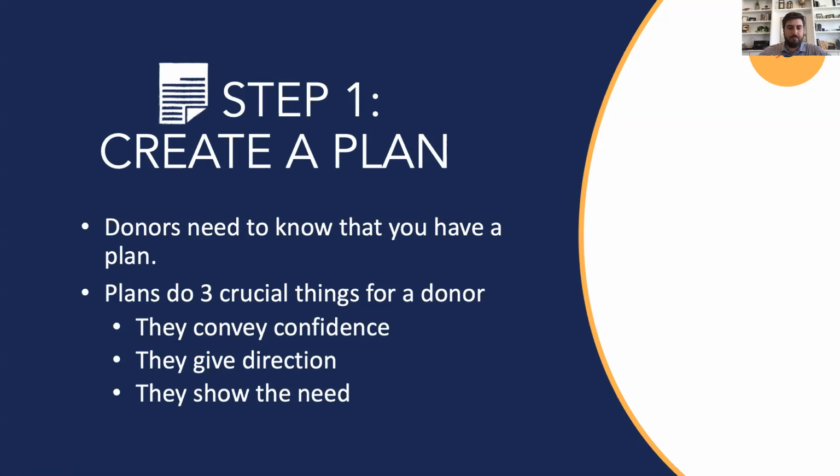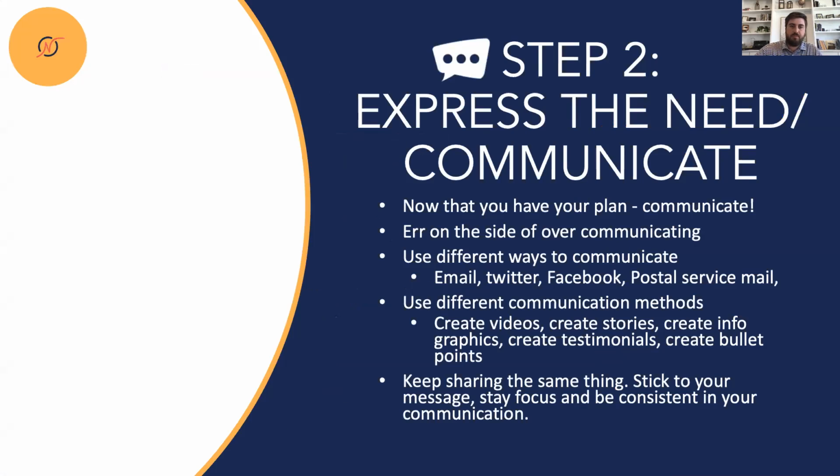So that's step one. Step two, express the need, or communicate. It seems obvious, but we're going to talk a little bit more about specifically how we should be able to do this. So now that you have a plan, you've got to communicate it. You've got to let your donors know. Err on the side of over communicating. Again, if you have to pick between under communicating and over communicating, you'd rather over communicate. You want your donors to know what this plan is and that you have a direction.